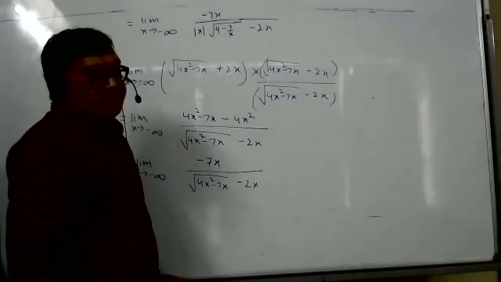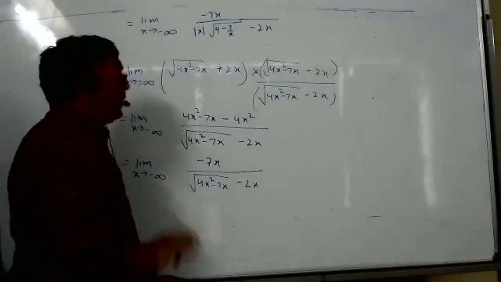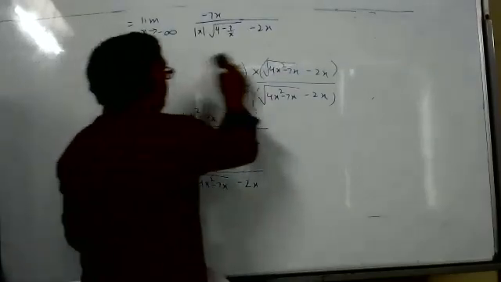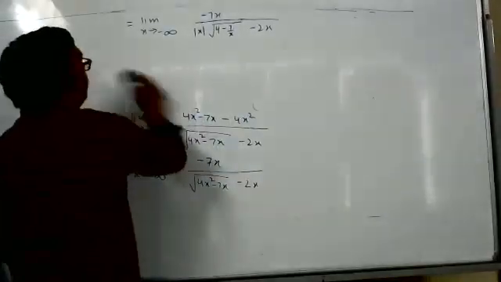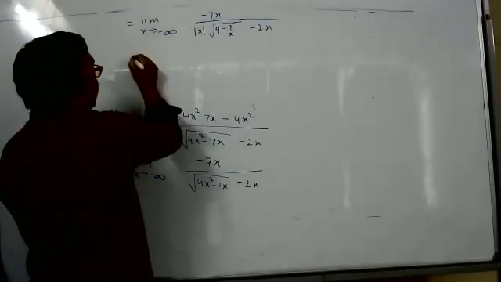Students, the root cannot be negative. Try to understand. If you're not understanding, I will keep on explaining and then I will attend to your doubts. I should write here mod x. Now what happened? Mod x means, now what should I write? Now x is how much? x is minus infinity. x is negative.